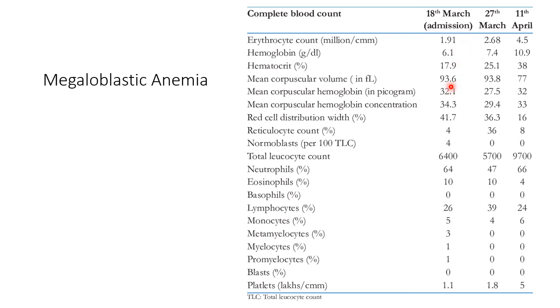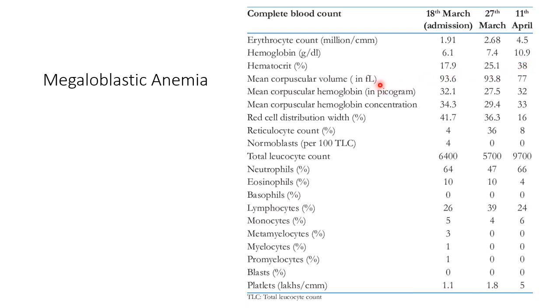So initially, the hematocrit of the patient, the volume of blood occupied by red blood cells, is 17.9. After giving the patient folic acid, the number of red blood cells starts to increase and they become more mature red blood cells. So from 17.9% after giving folic acid, it now becomes 38%. So this is now normal.